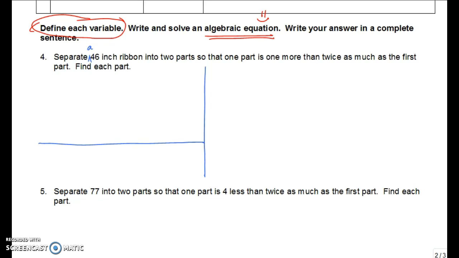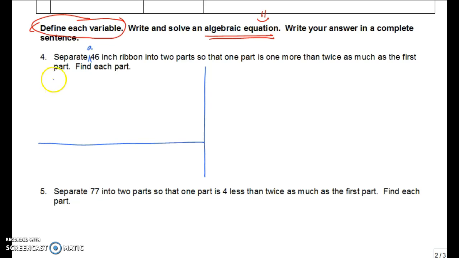Write and solve an algebraic equation. That's an equation not just that has an integer, a variable. An algebraic equation is one where you have to use the equality properties. Do the same thing on the left as you do on the right. Write your answer in a complete sentence. So let's take a look at the first one.